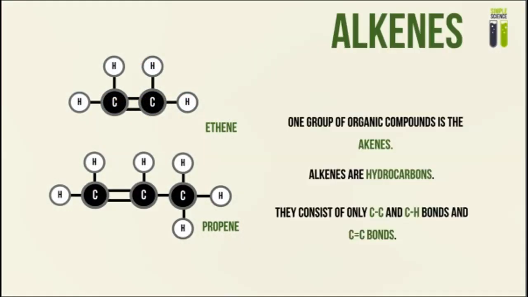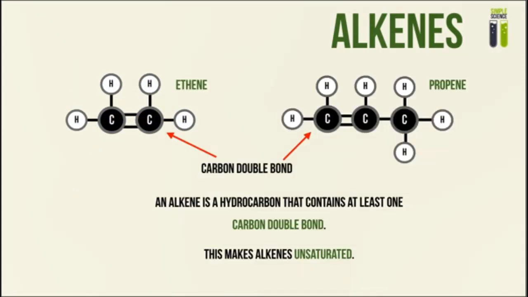Alkenes are also hydrocarbons. They consist of carbon-to-carbon and carbon-to-hydrogen bonds. However, they also consist of carbon-to-carbon double bonds, okay? And that's basically the only difference between an alkane and an alkene. Now, what makes an alkane different from an alkene? I say again, it's the carbon double bond. And an alkene is a hydrocarbon that contains at least one of these double bonds, okay?